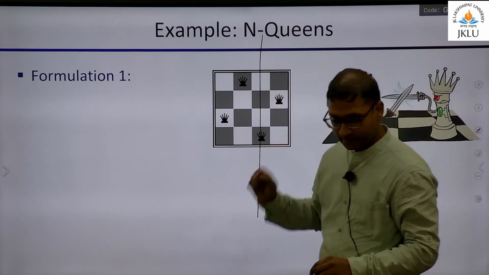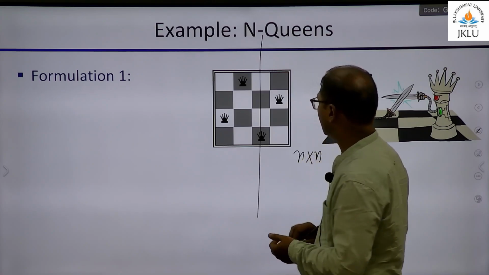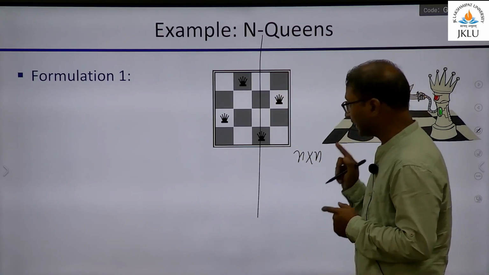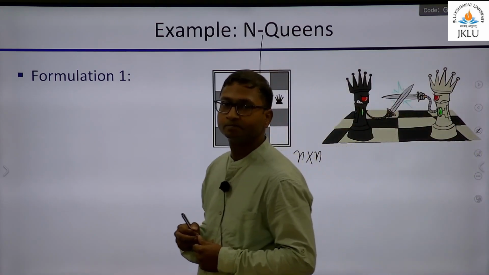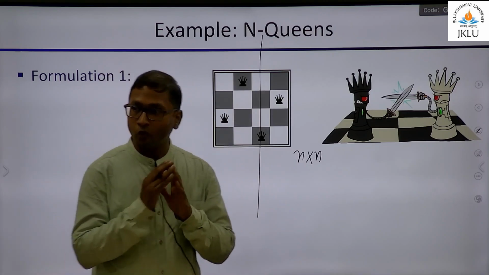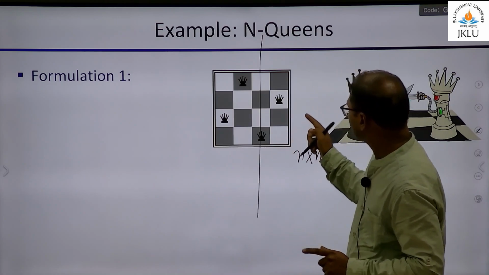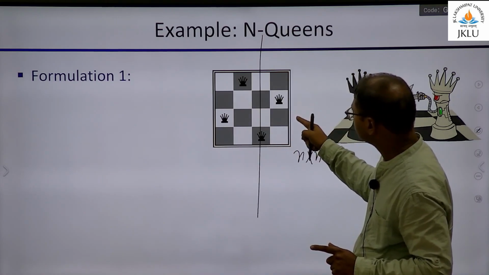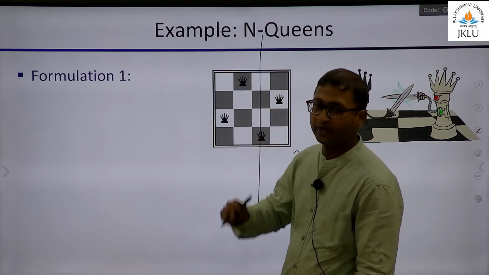So a grid is n cross n and you are given exactly n queens. You have to place them such that no pair of queens attack each other. Okay? Is this a solution? Right? In this case, nobody is attacking anyone. So how can we formulate it?